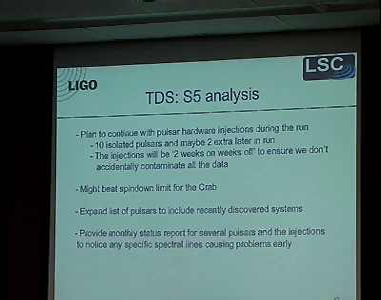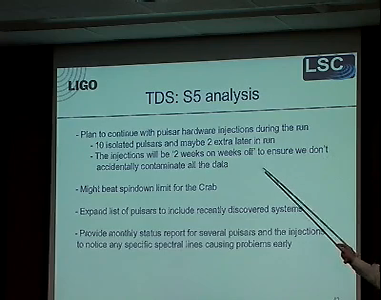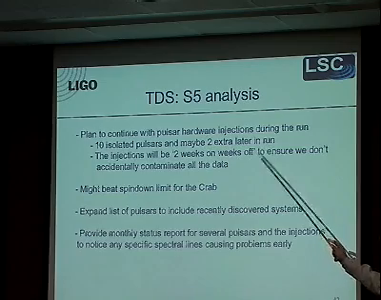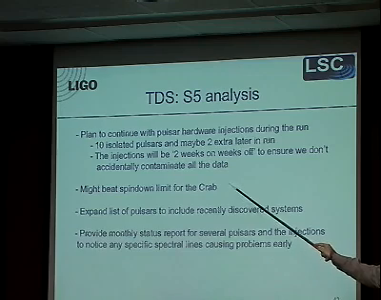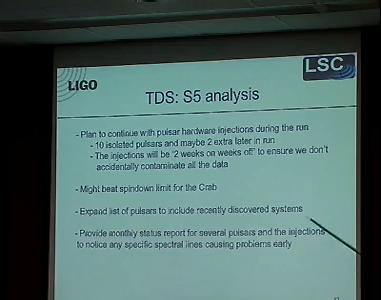Otherwise they wouldn't. So for S5, we plan to continue with the hardware injections. We've so far injected 10. We're probably going to put 2 more later on in the run. And we'll probably put the injections on and off just to make sure we don't contaminate all the data if anything goes wrong. We might beat the spin-down upper limit for the Crab. We plan to expand the list of pulsars we'll look at and provide a monthly status report to the collaboration, and in terms of injections we can show it to everybody to make sure that we don't have any problems.